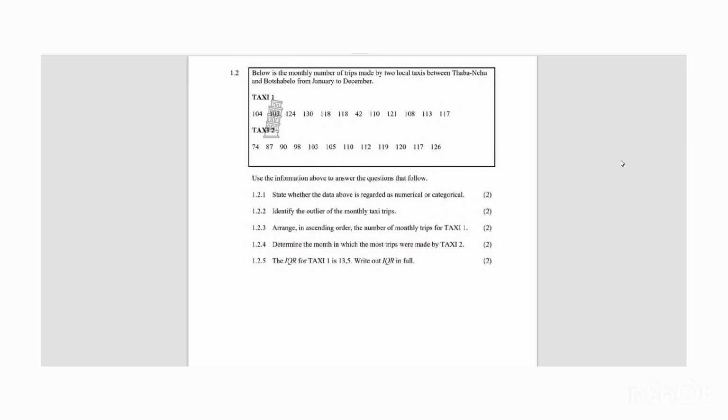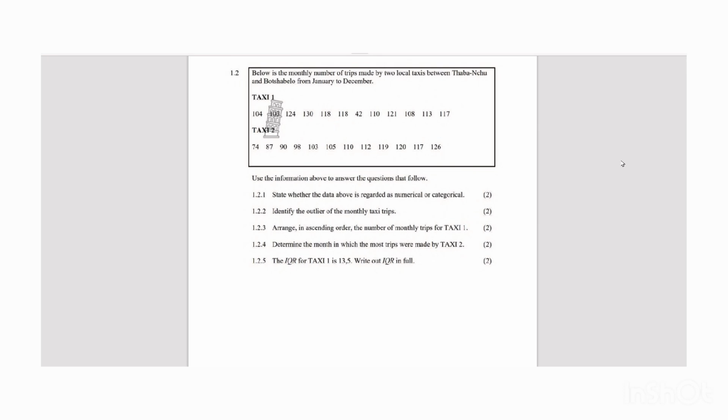Question 1.2.2. Identify the outlier of the monthly trips. So if you look at all of the data, what is an outlier? Firstly, an outlier is the data or the amount that is way off compared to the rest. So it's the one that stands out the most, where the amount is either way too less than or way too more than the rest of the data. So if you look at all the amounts there for taxi 1, you will see that all of them are running between 100 to like 121 or 130. So then the lowest amount that you can find there is 42. So we'd say the outlier there will be highlighted as 42.